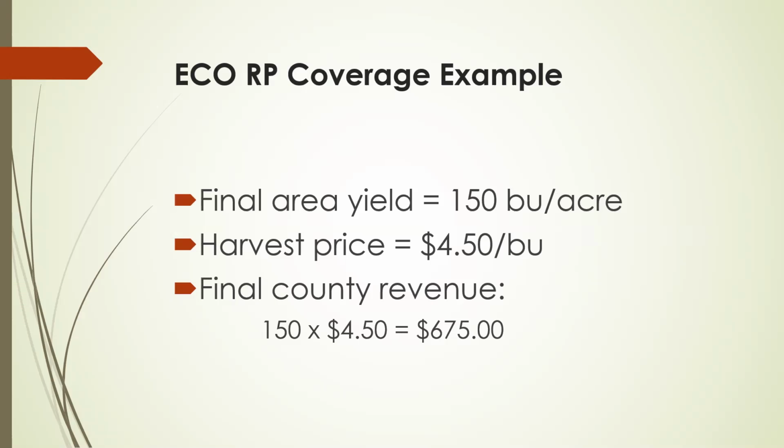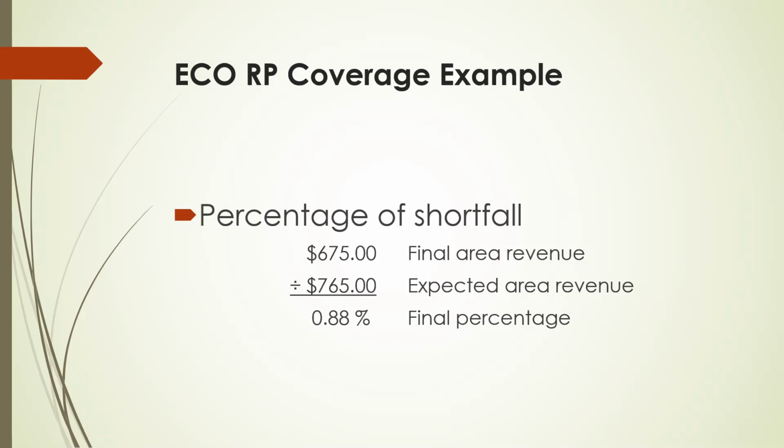In this case, the final area yield came in at 150 bushels per acre. The harvest price was $4.50 per bushel, so the final county revenue came in at 150 bushels times the $4.50 per bushel, with a total of $675. Now we have to determine the percentage of shortfall. So we take the final area revenue of $675 and divide it by the expected area revenue of $765, and we come up with an 88% final percentage.